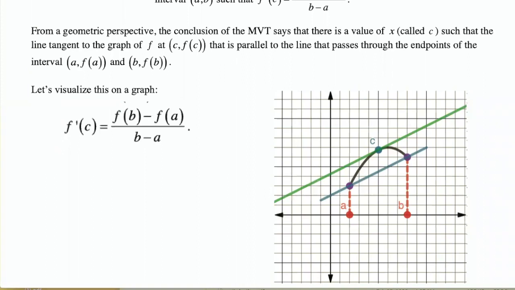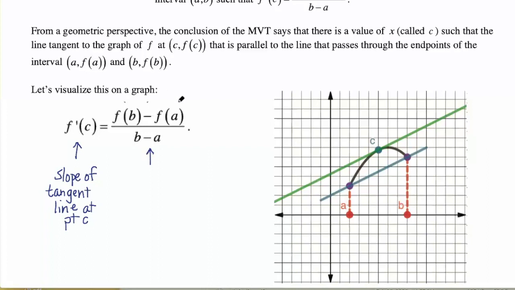Okay, so here is how the mean value theorem is stated as a formula, but I want to explain this a little bit more clearly. On the left-hand side, you have the derivative at point C. Because a derivative is a slope of a tangent line, this is the same as the slope of the tangent line at C.